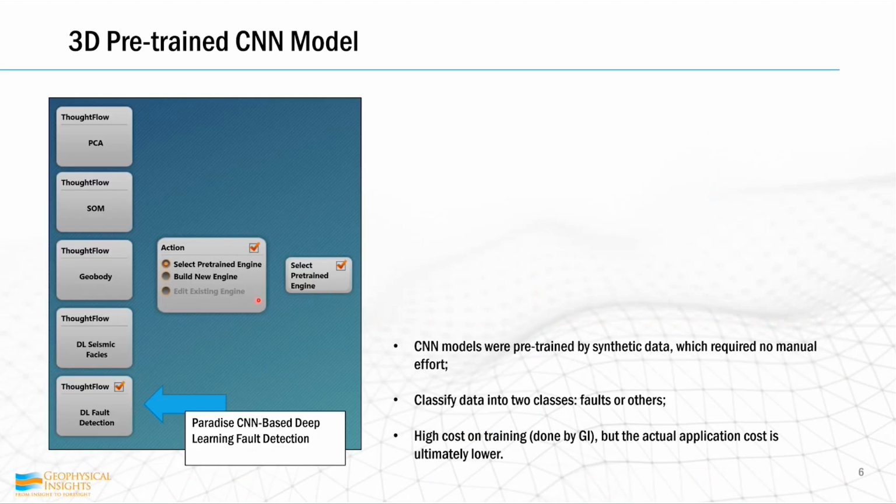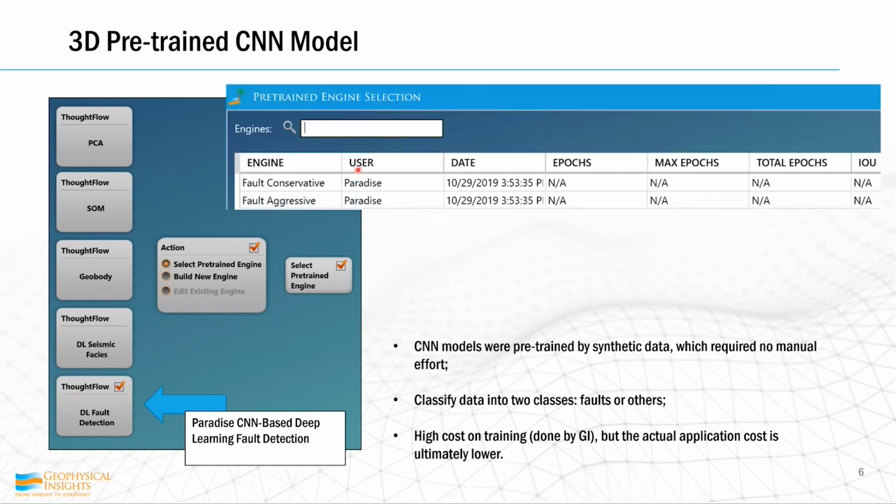This image is showing the main menu of Paradise software, which is a machine learning part, including PCA, SOM, geobody generation, deep learning facies, and deep learning fault detection. Here we just focus on the deep learning fault detection. By clicking this button, it will pop up a window to ask you to select which model you would like to use. Here we introduce two models.